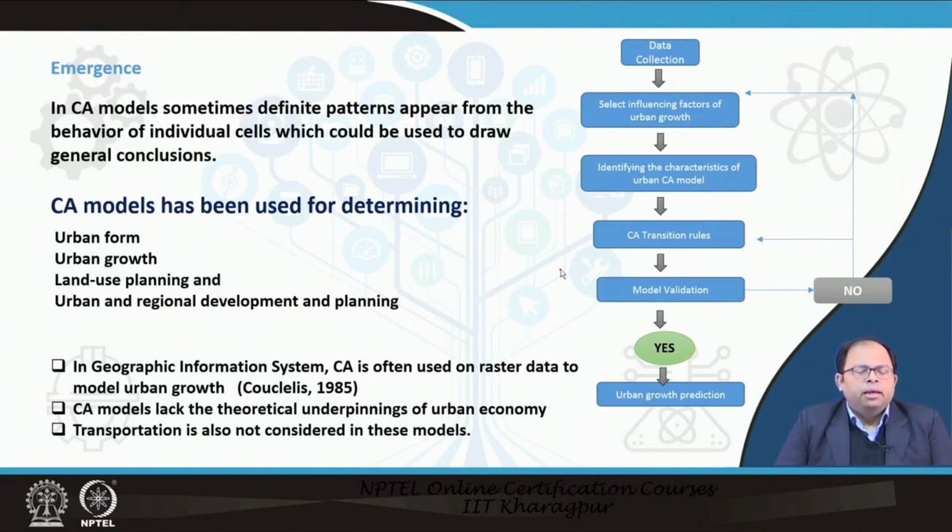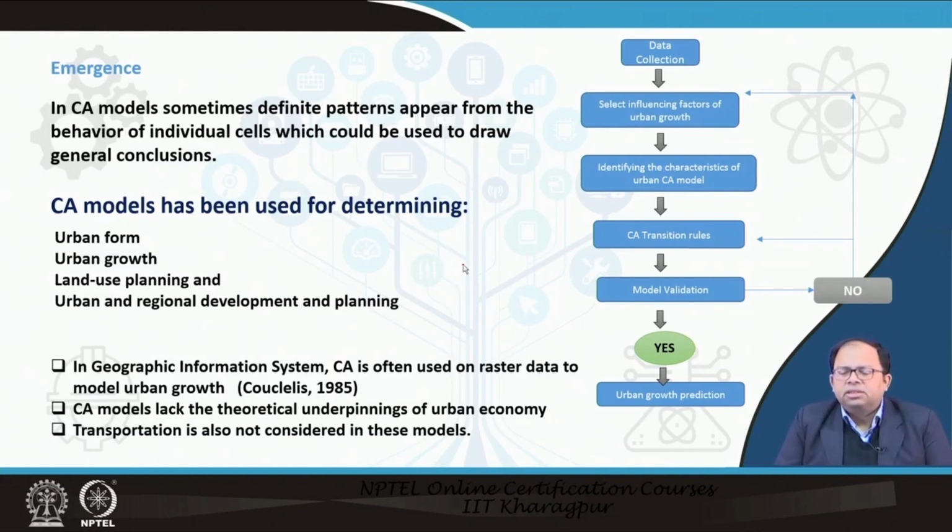particular urban area. So CA models have been used for determining urban form, urban growth, land use planning, and also urban and regional development and planning. So these are different areas where CA models are used. And in geographical information systems, the CA model is often used on raster data to model urban growth. And CA models, as I told you earlier, lack the theoretical underpinnings of urban economic theory primarily, and transportation is also not considered in this particular model. We only look at the change in land use.